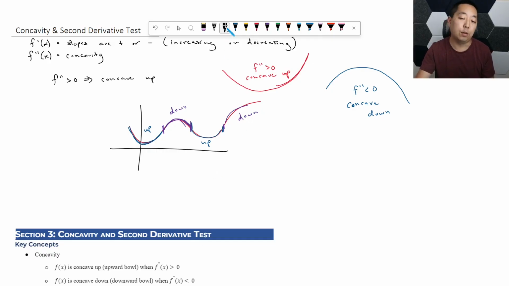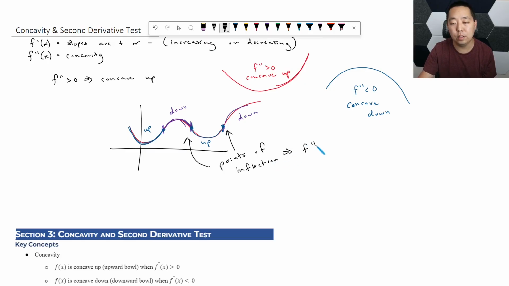Okay. Now, this is useful. There's two important things to think about. One is the points where it changes concavity. These points here, we call them points of inflection. So a lot of vocabulary. Points of inflection are where the second derivative changes signs. And so what we're going to do is a sign test on the second derivative if we're trying to find that.